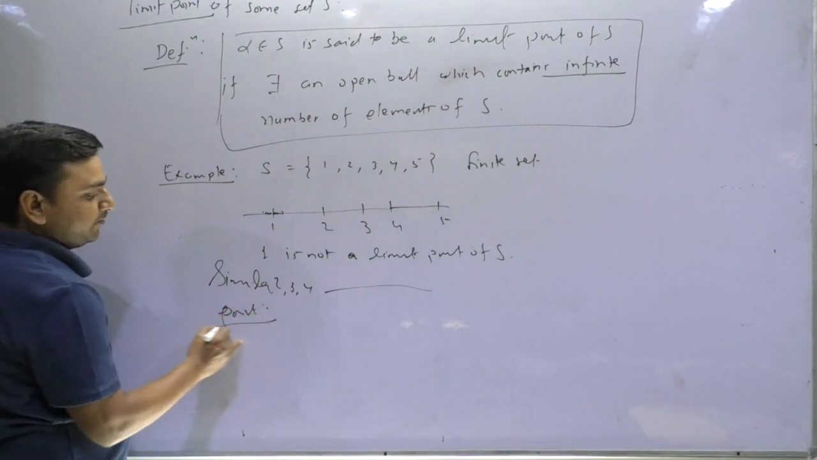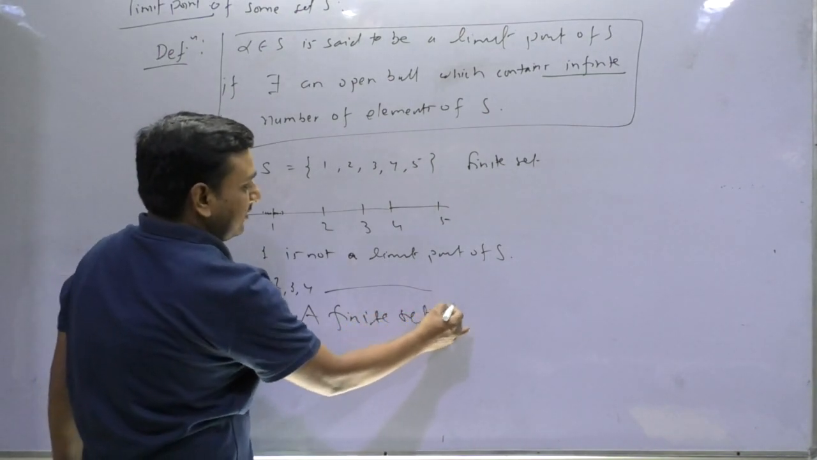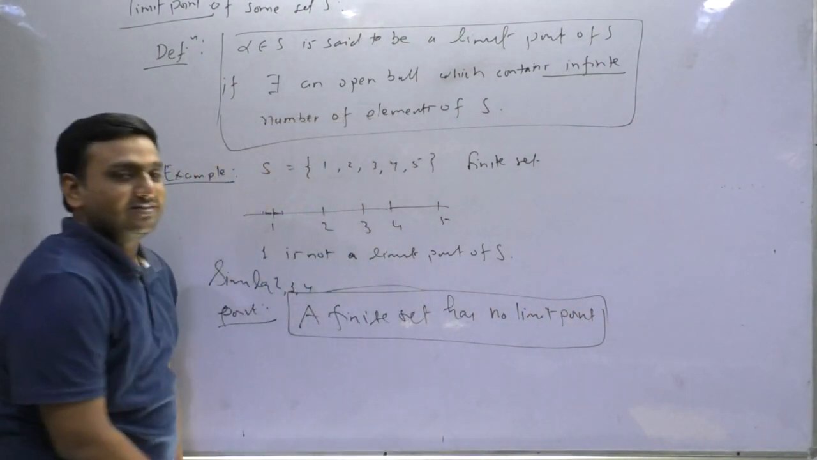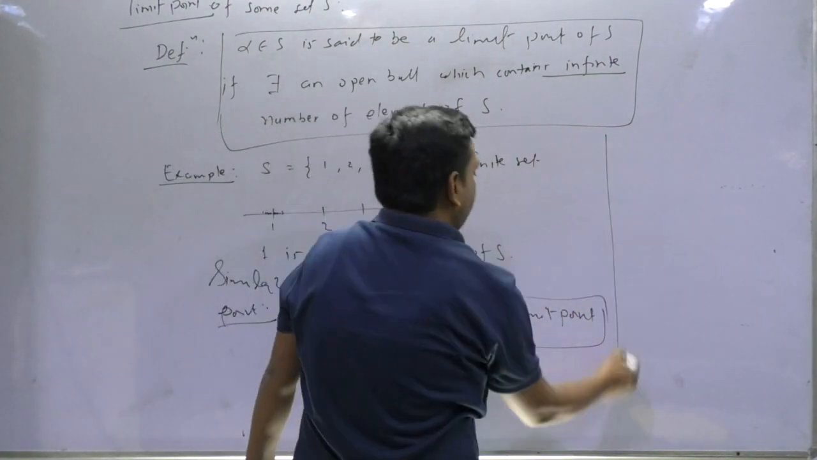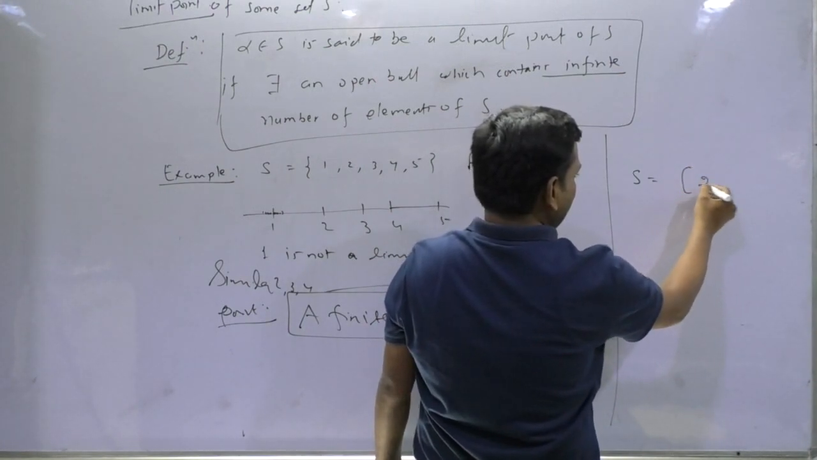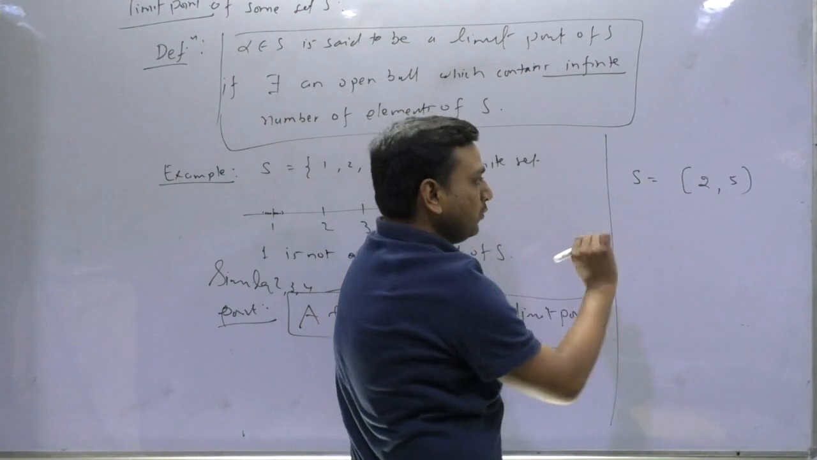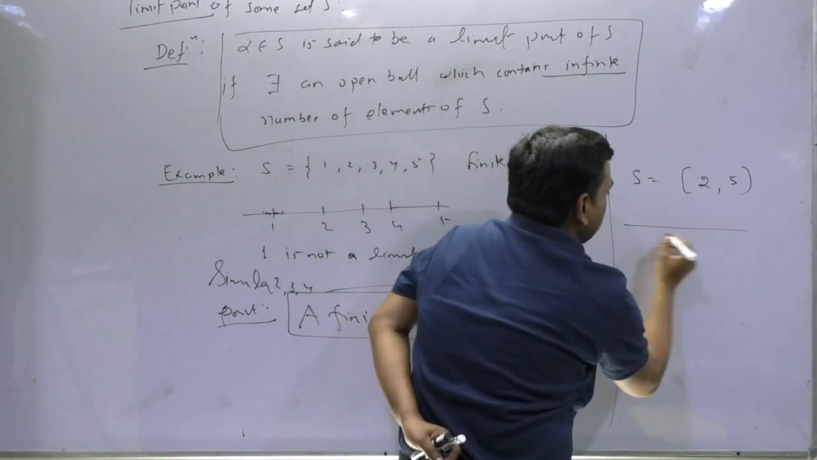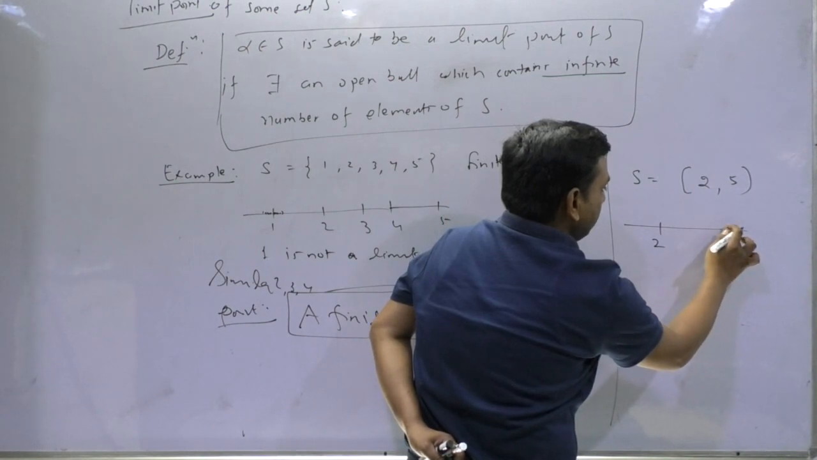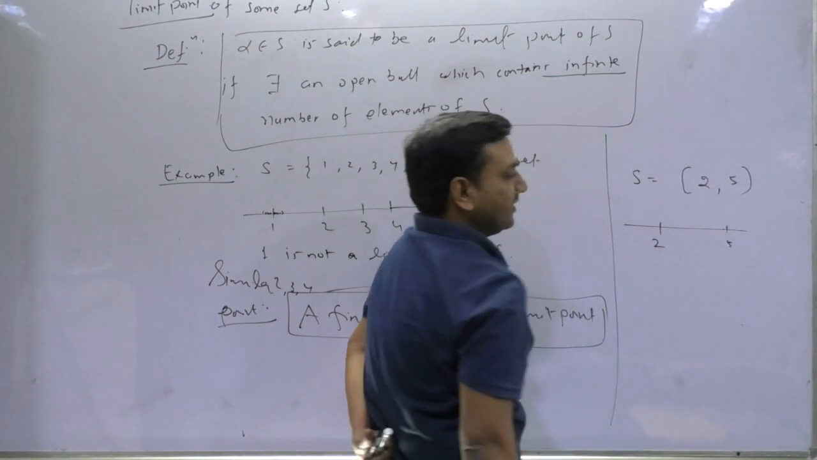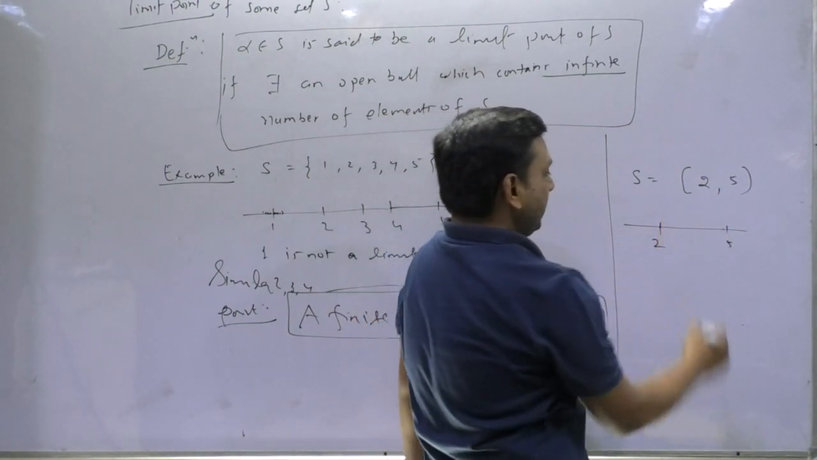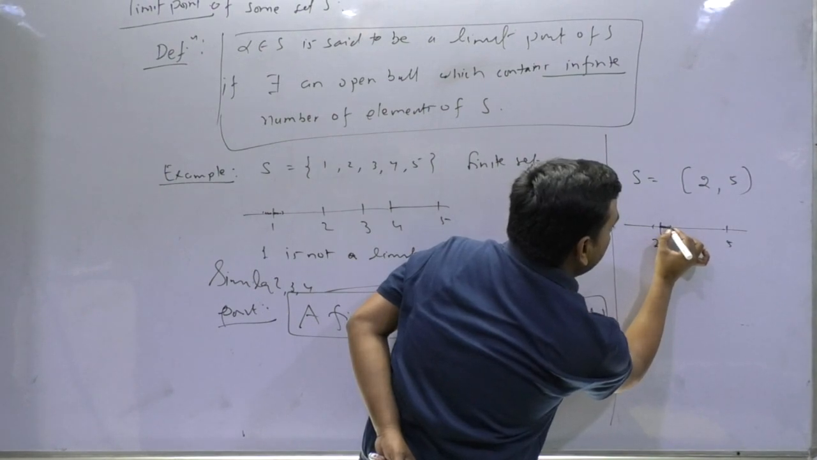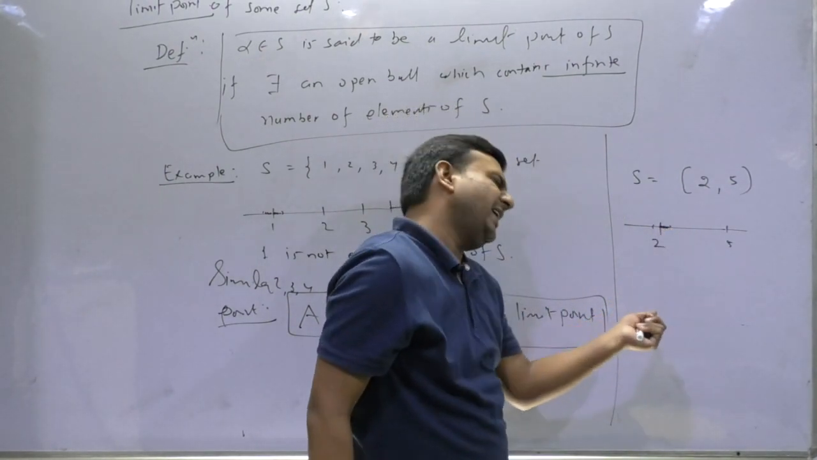Moreover, a finite set has no limit point. Do remember this. Any example you can take. Let's say I have taken the interval 2 to 5. I want to check what the limit points of S are. Please focus on the board. This is 2 and this is 5, and the point 5 is not contained in the set S. Fine. So if I want to say whether 2 is a limit point of S or not, what will I have to do? I will consider a ball, and that will be containing infinite number of points of S.